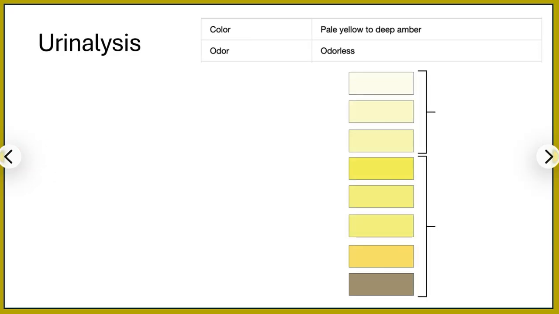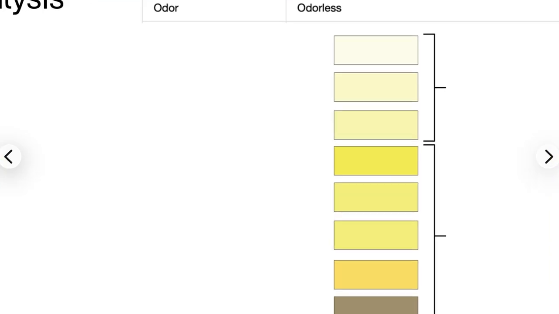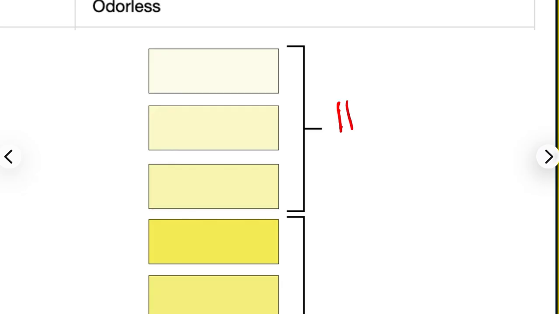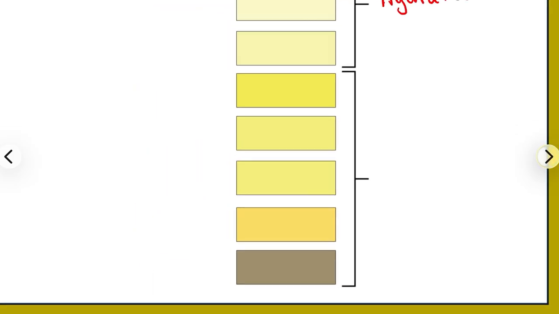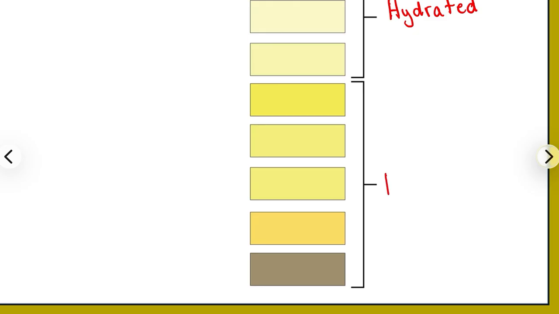All right, so starting with color. Color is largely going to fall between a pale yellow to a deeper amber. It can get almost brown if it is ultimately dark. Ideally, you want it to be this lighter color. So this indicates that you are taking in plenty of water and that you are hydrated. These colors down here, this is generally what's going to happen if your urine is too concentrated and you become dehydrated.